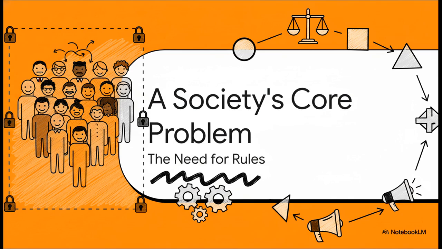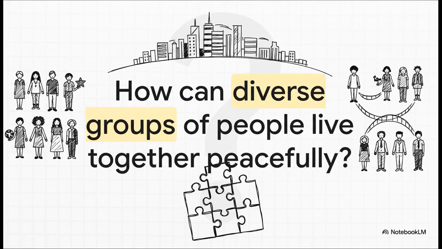Let's start right at the beginning. Why in the world do we even need a constitution in the first place? It really all comes down to one single core problem every society has to deal with. And that problem is this: how can all sorts of different people live together without everything falling apart? I mean, just think about it for a second. A society isn't just one big happy family where everyone thinks the same way. It's a huge, messy, diverse mix of individuals.